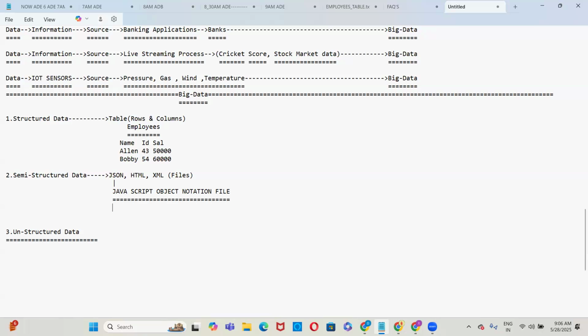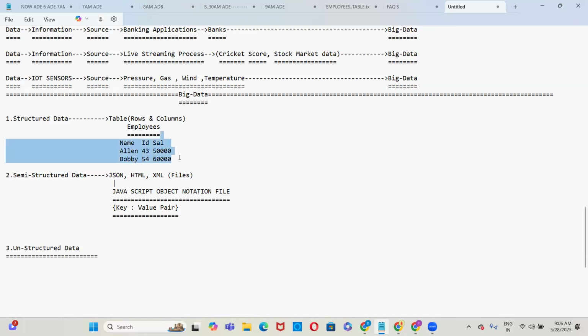And the JSON data is recorded in the form of what, everyone? Key value pairs. In the curly braces, the data is recorded. Curly braces, also called flower braces. The data is recorded in the form of key value pairs. So I'll write this data in the key value pair format.